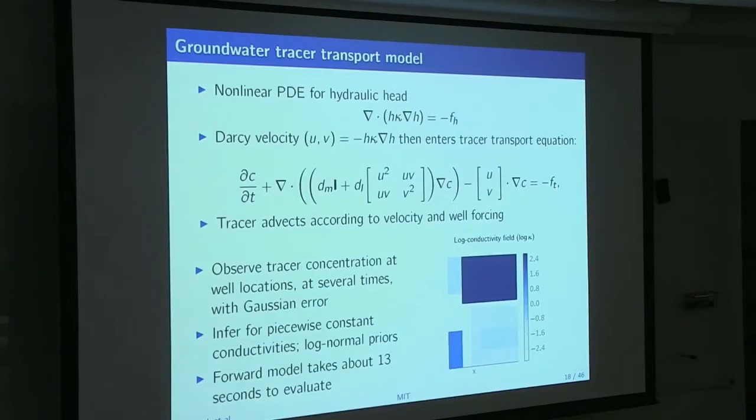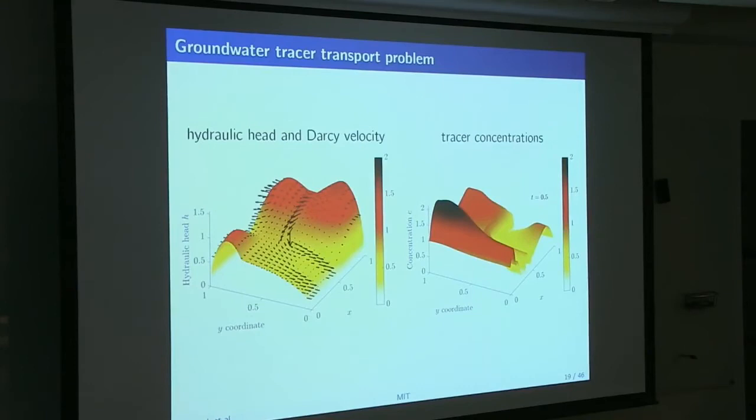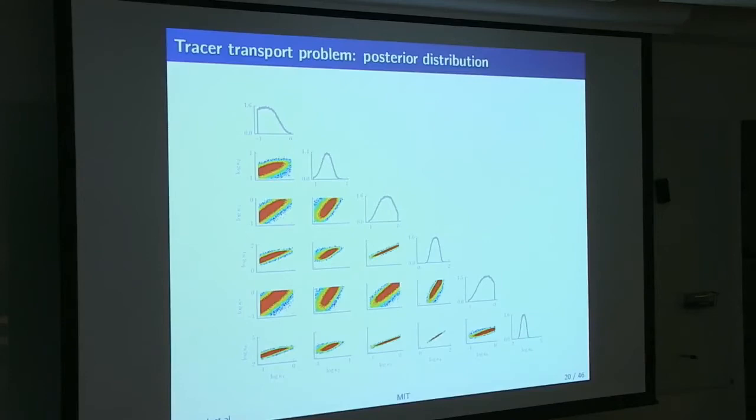So this is just pictures of the solution field at a specific slice in time. This is the hydraulic head, and the arrows are the Darcy velocity, and this is the tracer concentration. But you can imagine the forward model essentially constructs a movie of these fields. And you observe it sometimes. So we parametrized the conductivity field on this patchwork.